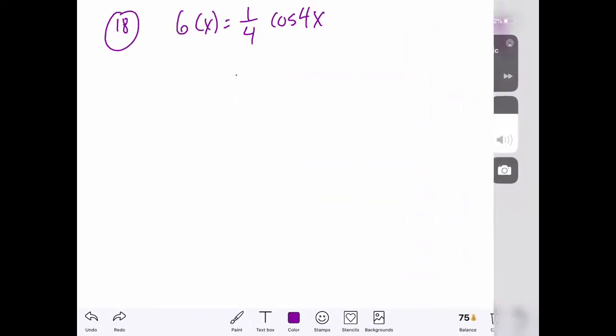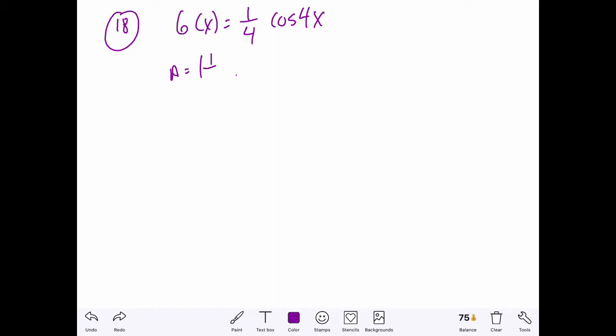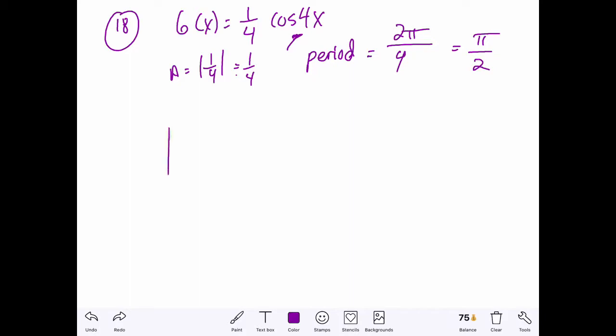Okay, let's look now at number 18 here. G of x equals 1/4 cosine of 4x. Again, start with your amplitude. The absolute value of a fourth is a fourth. And then let's determine our period, which again is 2 pi over b, and of course b is here in front of x, so 2 pi over 4 is pi halves. Okay, and then we can just go about graphing it.